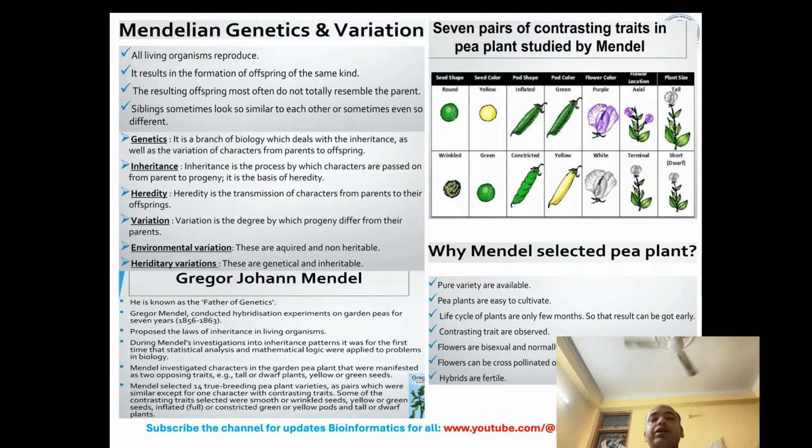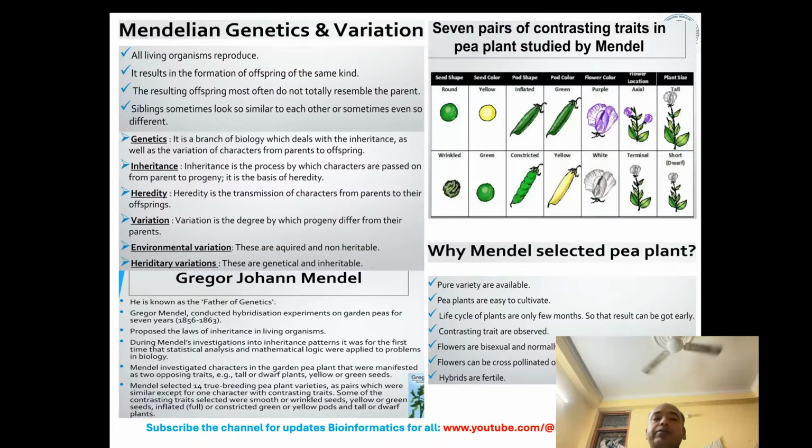All living organisms reproduce. It results in the formation of their own kind. The resulting offspring most often do not totally resemble the parents. Siblings sometimes look so similar to each other, and sometimes so different. Now, if you want to learn the basic concepts like genetics, inheritance, and hereditary variation, it will be worthwhile.